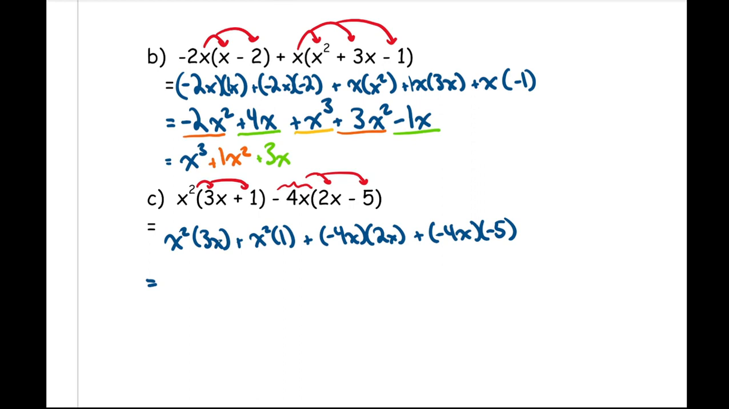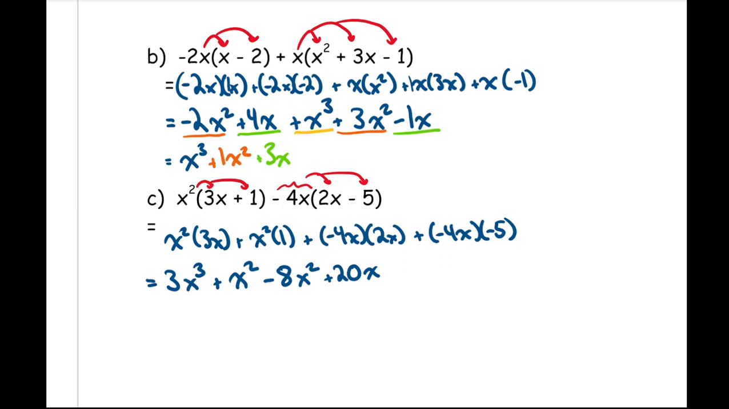So x squared times 3x, multiply the numbers. 1 times 3 is 3. X squared times x is x cubed. Plus x squared times 1 is just x squared. Negative 4x times 2x. So here I'm going to multiply my two numbers. Negative 4 times 2 is negative 8. X times x is x squared. And in the last multiplication, I'm just going to multiply my numbers. So negative 4 times negative 5 is positive 20. And the x doesn't have anything to multiply with, so it stays.